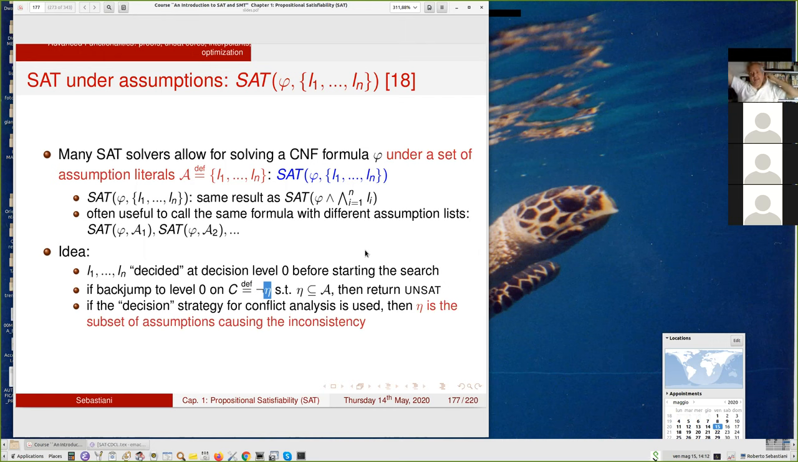So if you have 1,000 assumptions that you've made, a long list of assumptions, and then you run the SAT solver, it returns you a conflict eta, and it tells you, look, this subset of assumptions alone causes the failure. So this means that phi and eta is inconsistent.